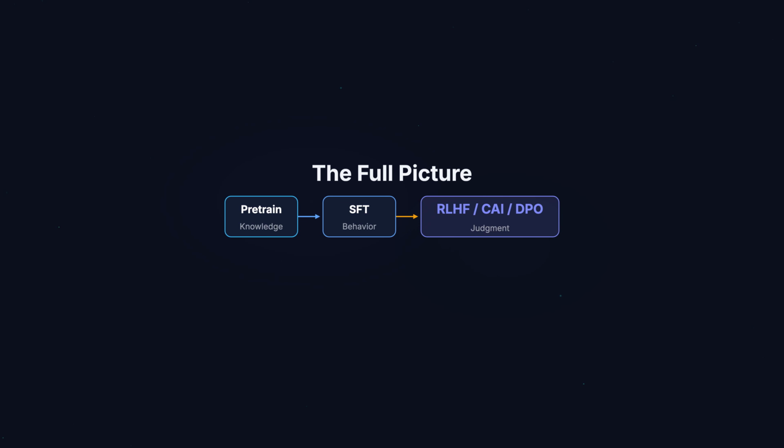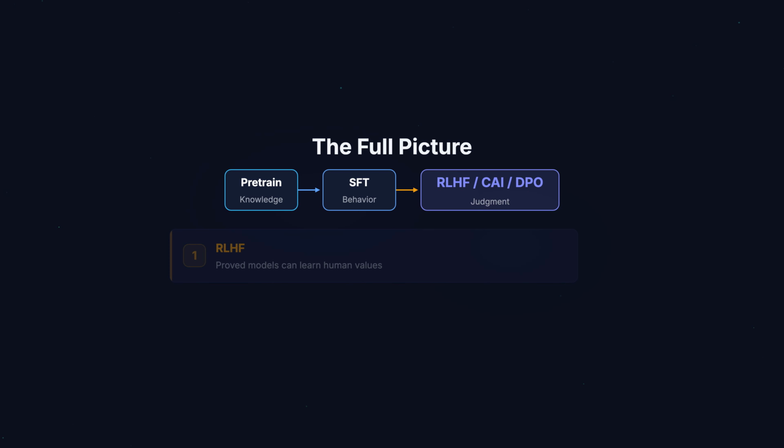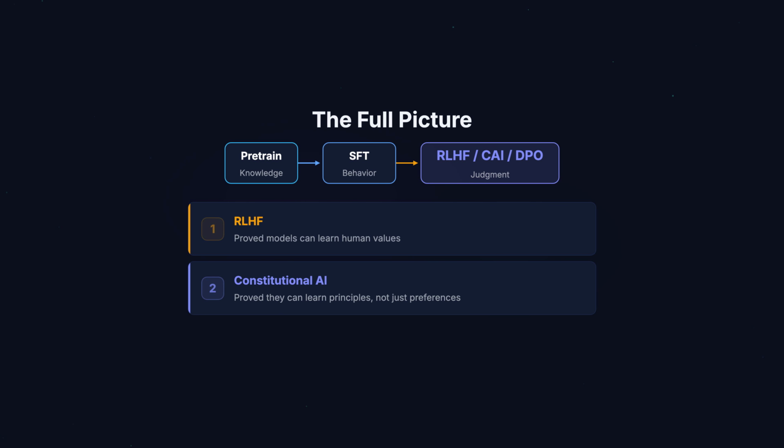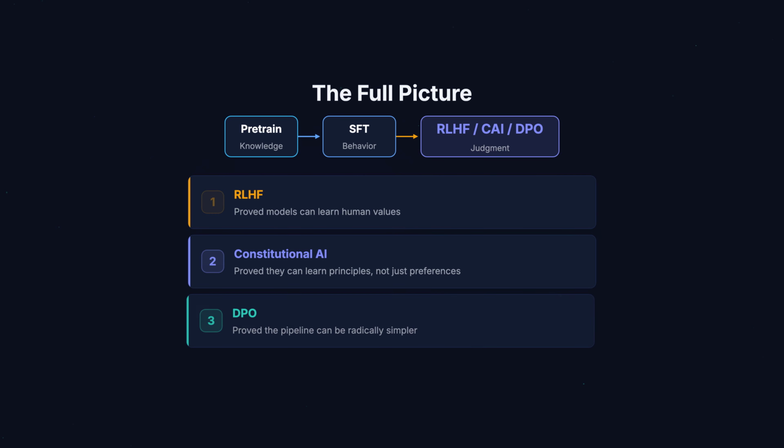Let's bring it all together. Pre-training gives a model knowledge. SFT teaches it behavior. And the final stage teaches it right from wrong. RLHF proved that models can learn human values. Constitutional AI proved they can learn principles instead of just mimicking preferences. DPO proved the pipeline can be radically simpler.